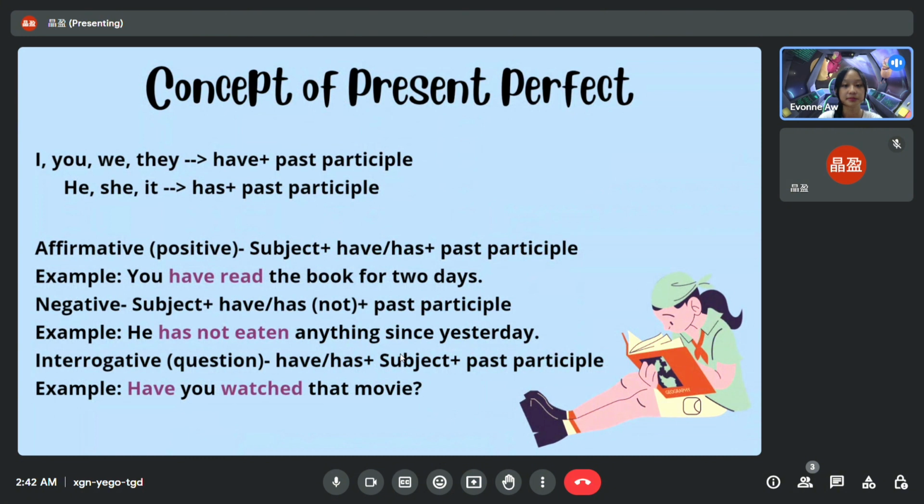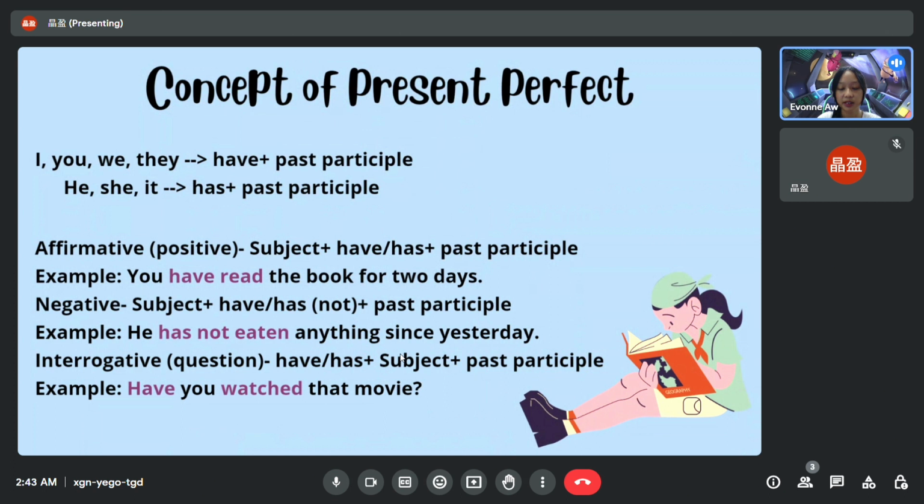The concept of present perfect. When the subjects are I, you, we, and they, the sentence uses have followed by past participle. On the other hand, when the subjects are he, she, or it, the sentence uses has followed by past participle.